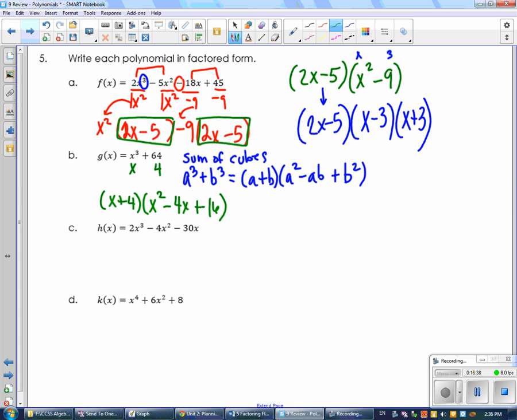And notice that I have one factor of x here, and this factor is of degree 2, so it counts twice. So that means that I have all 3 factors of x.